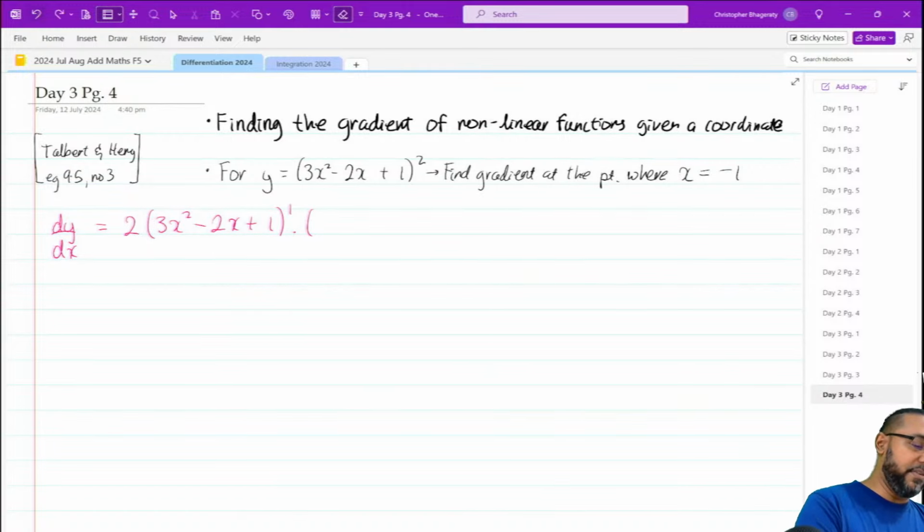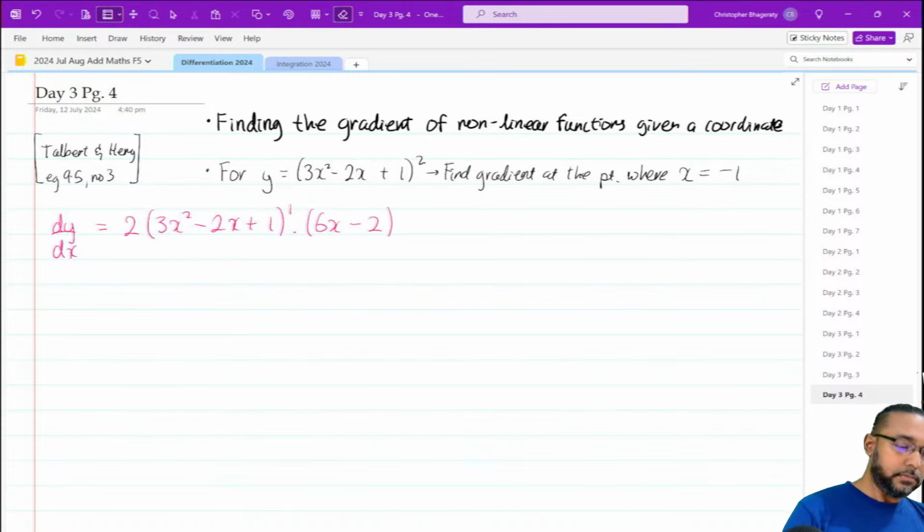When you find the derivative of 3x squared, 2 by 3 gives us 6. And then 2 minus 1 is just 1. The derivative of minus 2x is just minus 2. And of course, 1 is a constant, the derivative of which is 0.